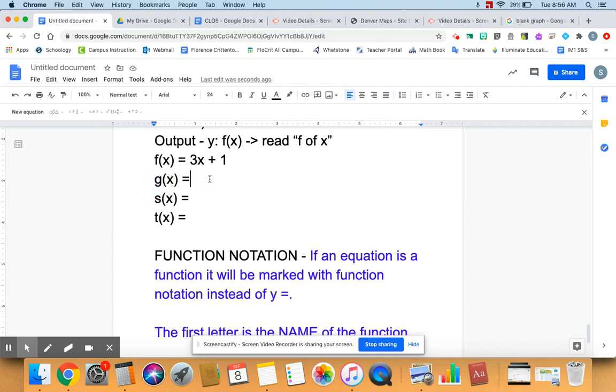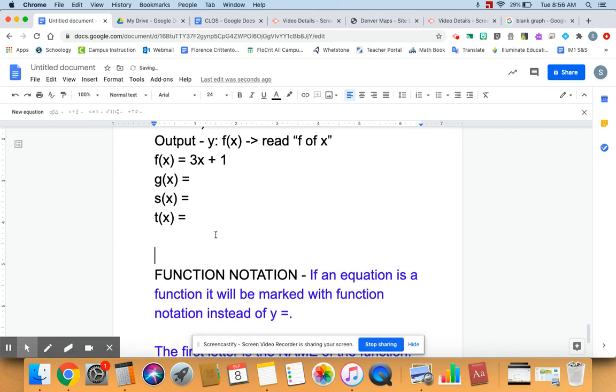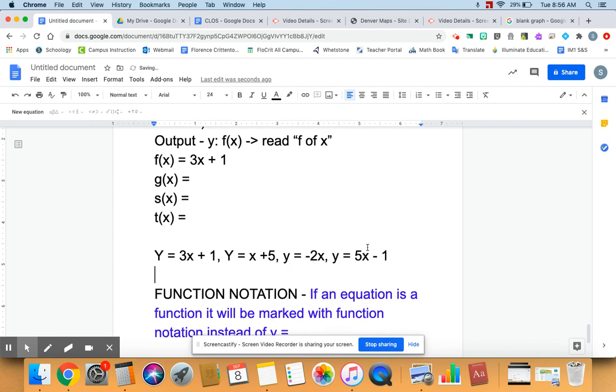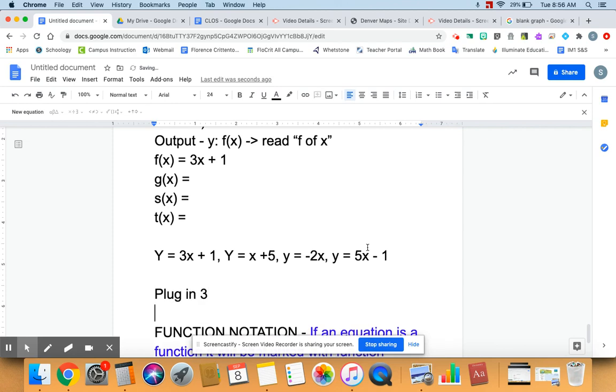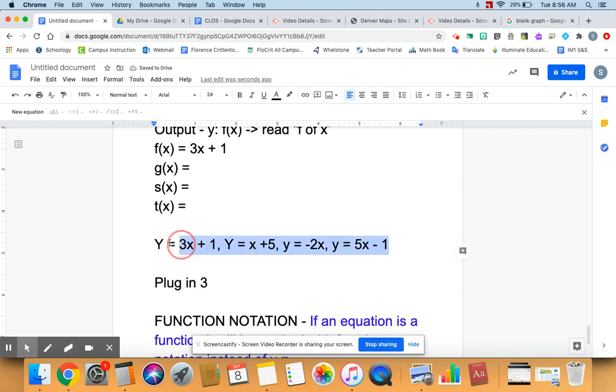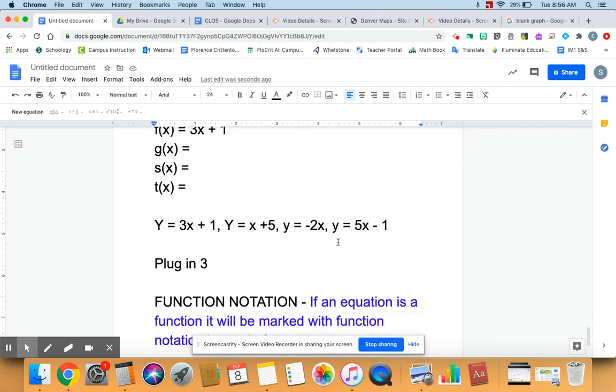And the reason why they do it like this is because, if I just gave you a ton of equations, like y equals 3x plus 1, and then y equals x plus 5, and then y equals negative 2x, and then y equals 5x minus 1. And then if I told you plug in 3, you wouldn't know who I was talking about. Which one? Do you mean all of them? Should I plug in 3 to all of them? That's a lot of work.